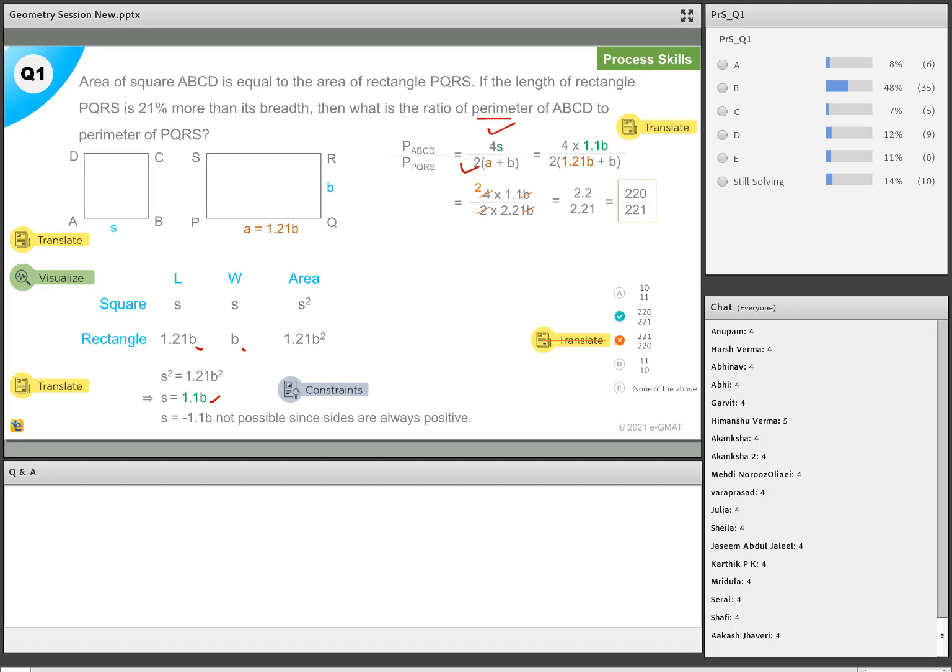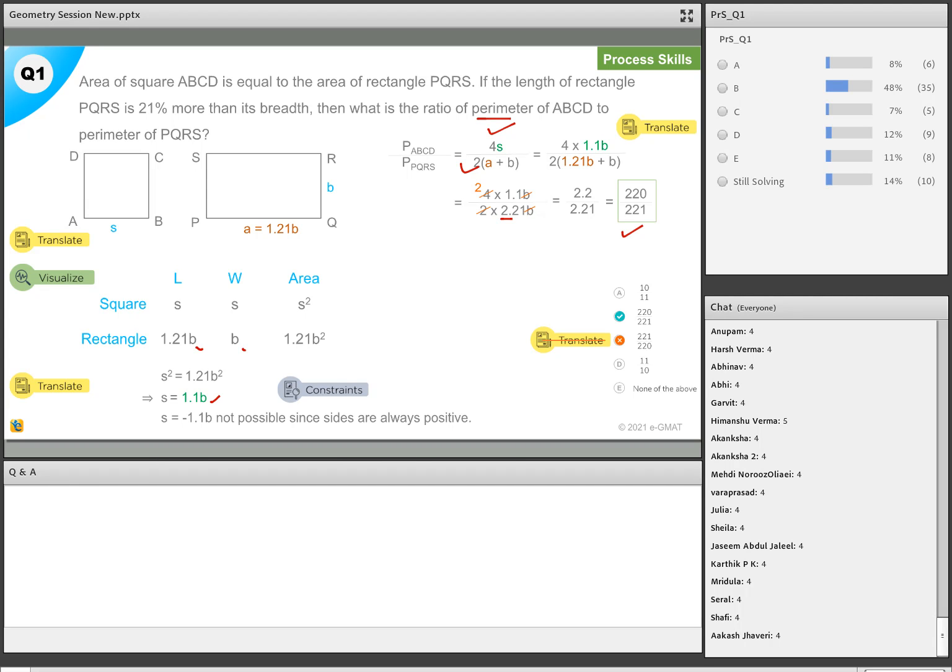So that's equal to 4 times 1.1B divided by 2 times 1.21B plus B, that's 2.21B. You cancel it out, and finally you get the answer as 220 by 221, for which choice B is absolutely the clear answer choice, right?